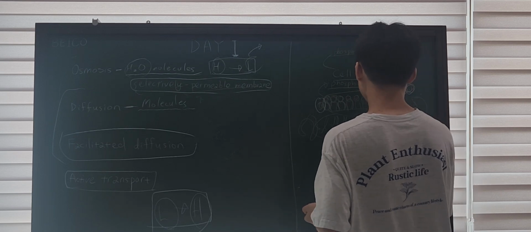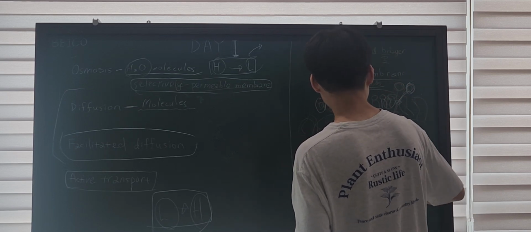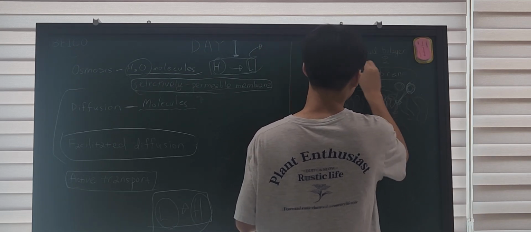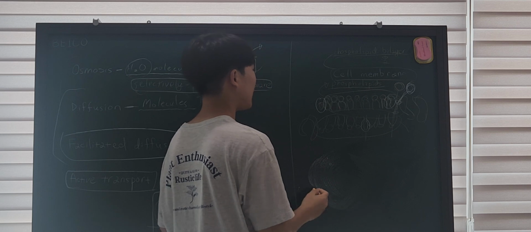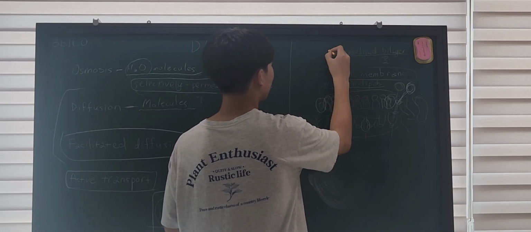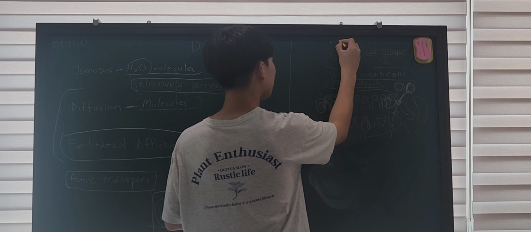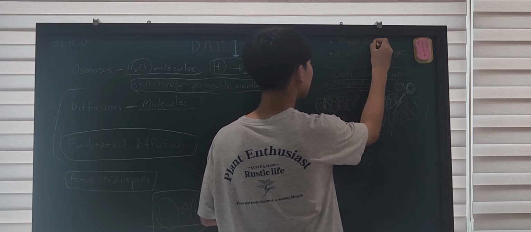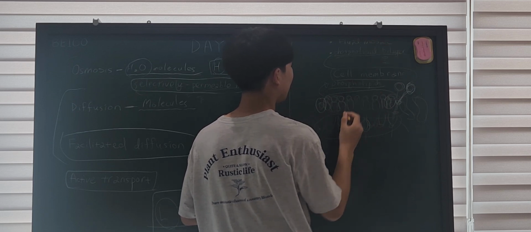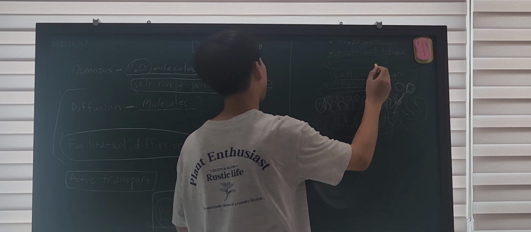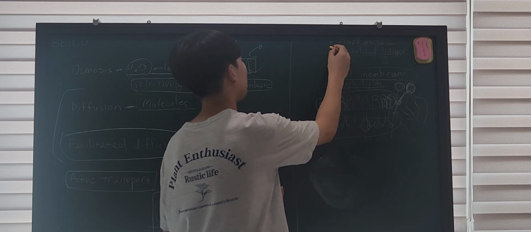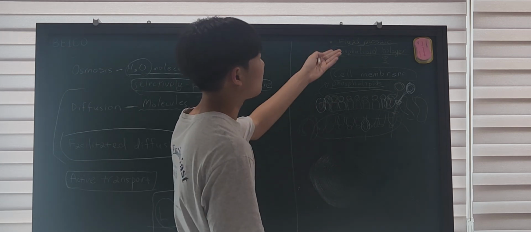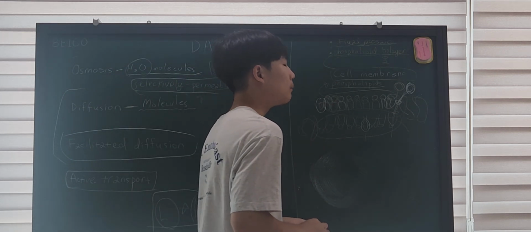So therefore the cell membrane can be called the phospholipid bilayer, but it can also be called the fluid mosaic. A mosaic is like a pattern, right? So phospholipid patterns and fluidity. The cell membrane is really fluid. That is why it's also called the fluid mosaic.